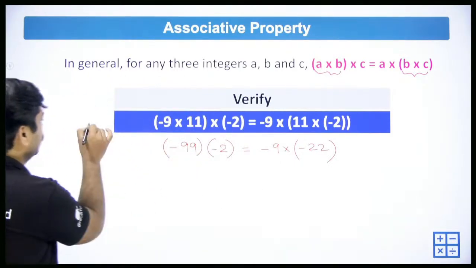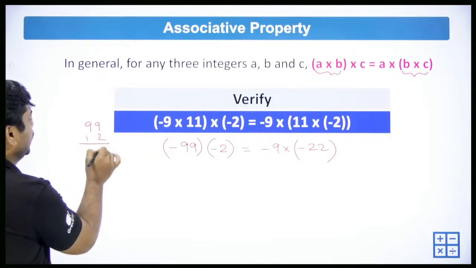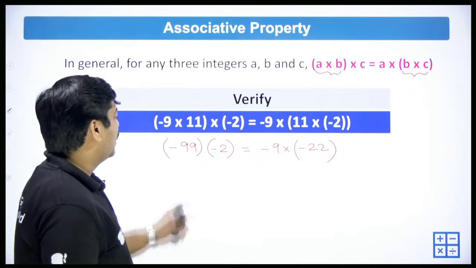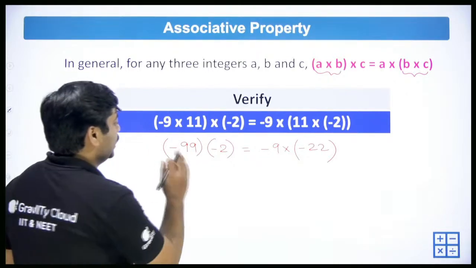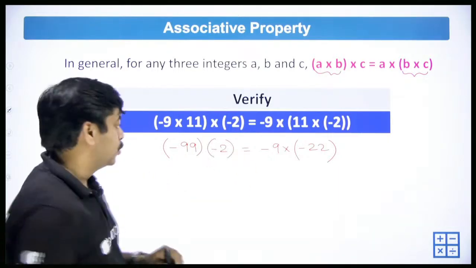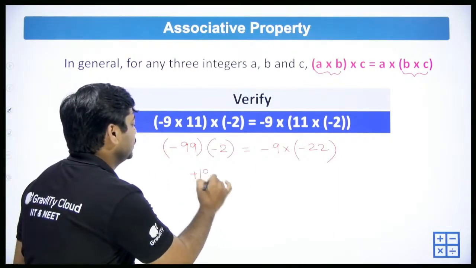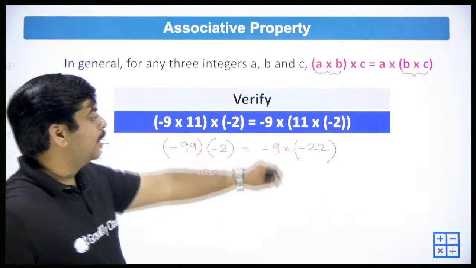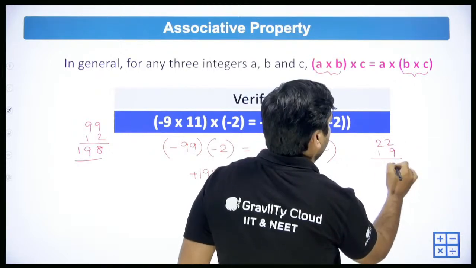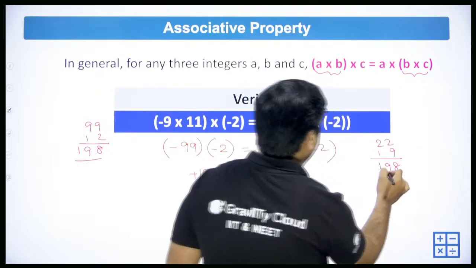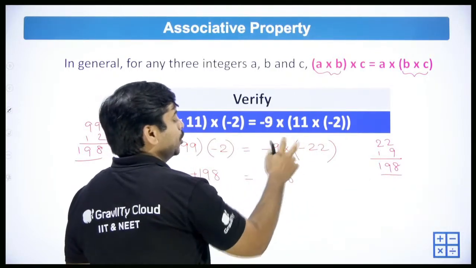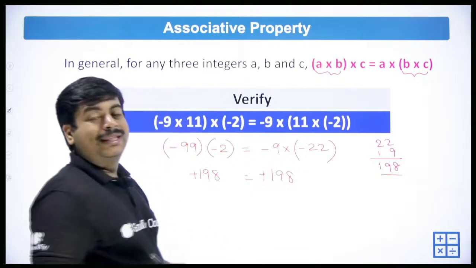Now, 99 into 2. 9 twos are 18, 9 twos are 18, so 198. 99 into 2 is 198. Negative into negative is positive, so it becomes plus 198. And for the other one, 22 into 9: 9 twos are 18, and 19, so this is also equal to 198, with negative into negative again positive. So these two are equal.